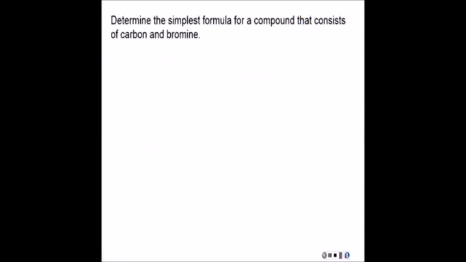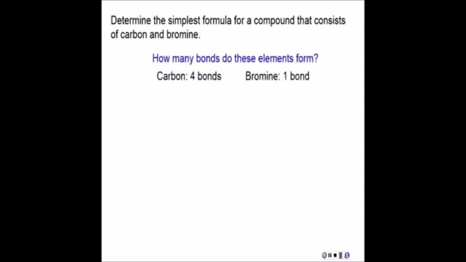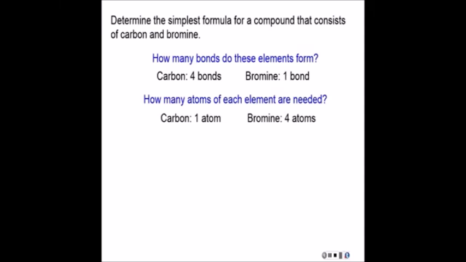All right, so let's say we wanted to determine the simplest formula for a compound that consists of just carbon and bromine. So you'd ask yourself some questions. How many bonds did the elements form? Carbon forms 4 bonds and bromine 1. How many atoms are we going to need then? We're going to need 1 carbon and 4 bromine. See how the numbers switch? What's the formula then? CBr4.